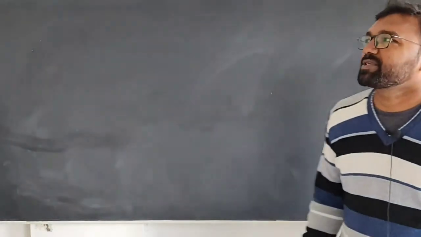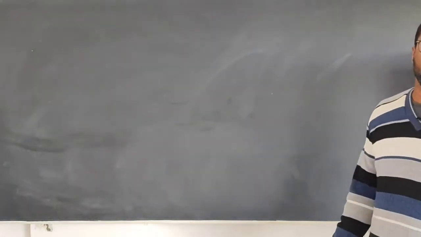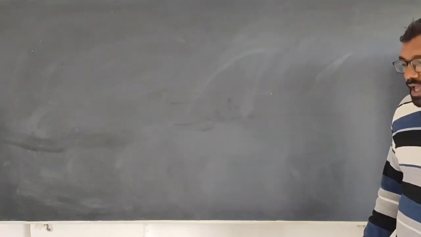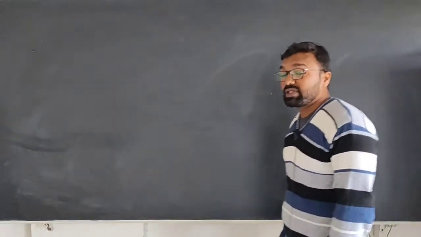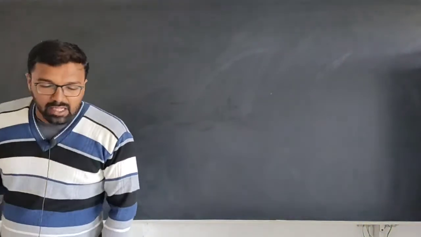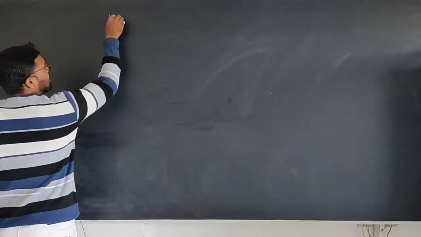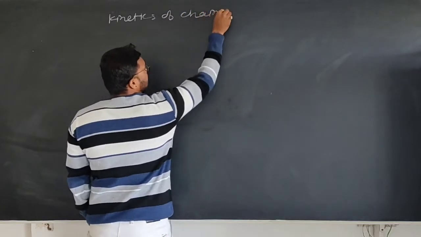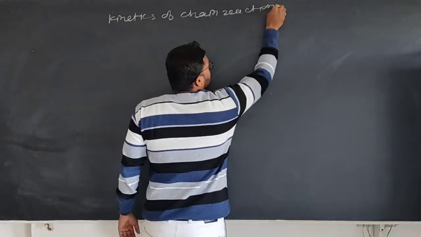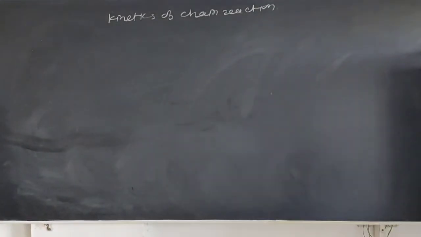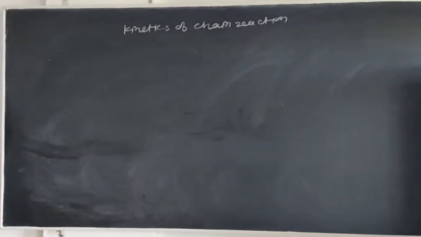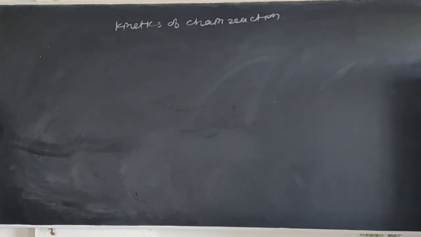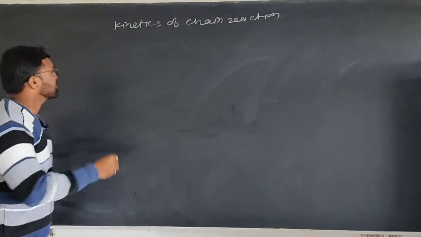During the study of the kinetics of a chain reaction, we take a general simple example: the reaction between hydrogen and bromine gas. Both are in gaseous state. So I write the heading here, kinetics of a chain reaction. To understand the kinetics of a chain reaction, just take this simple example, the reaction between hydrogen and bromine gas.